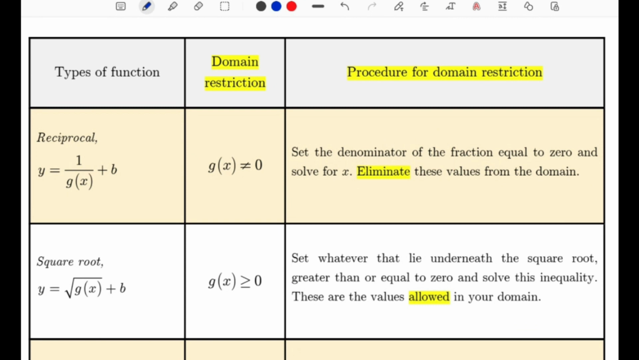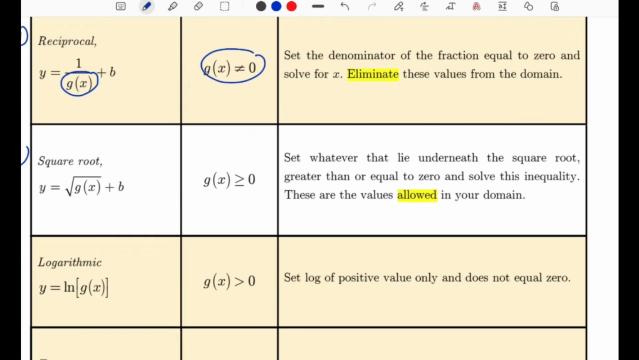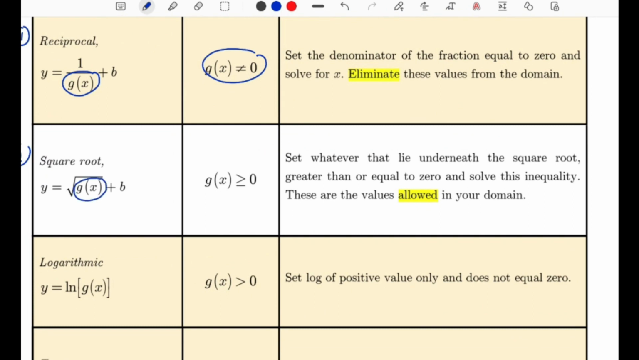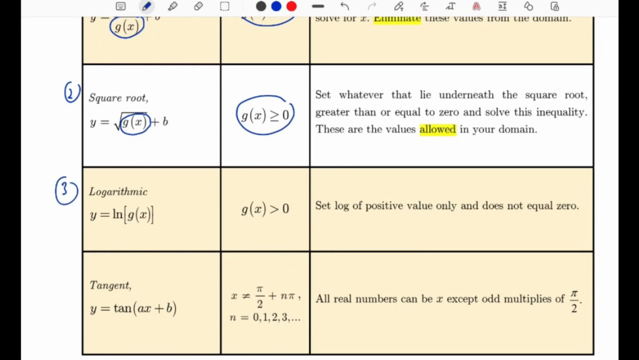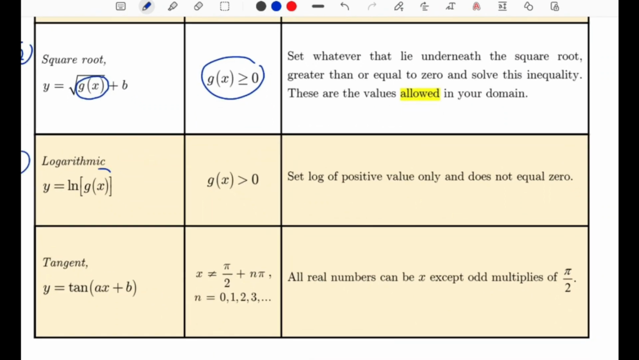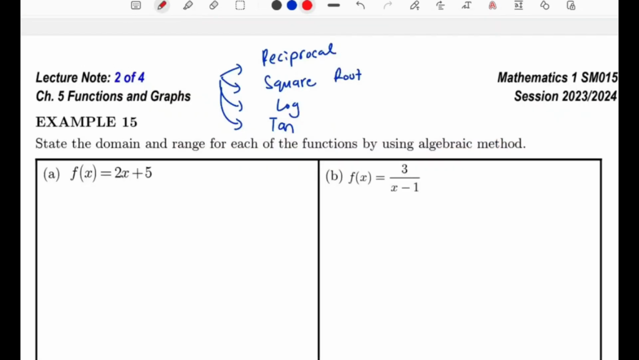There are 4 types of function that have domain restriction. The first one is the reciprocal function. Take the denominator and make it not equal to 0. The second one is the square root function. Take the value underneath the root and make it greater than or equal to 0. For the third, the logarithmic function, we know that the log argument must be positive, so set the value here greater than 0. And the last one is the tangent function. We make x not equal to pi over 2 plus n pi, for n equals 0, 1, 2, 3, and so on.